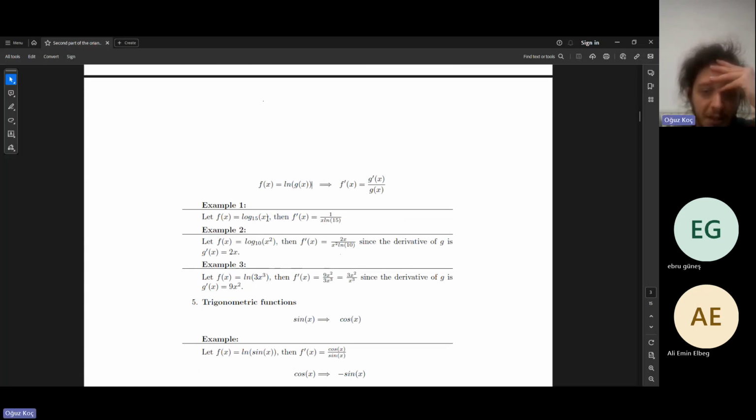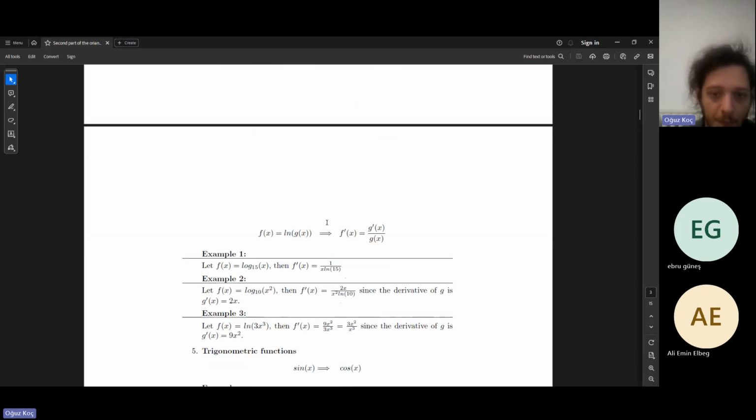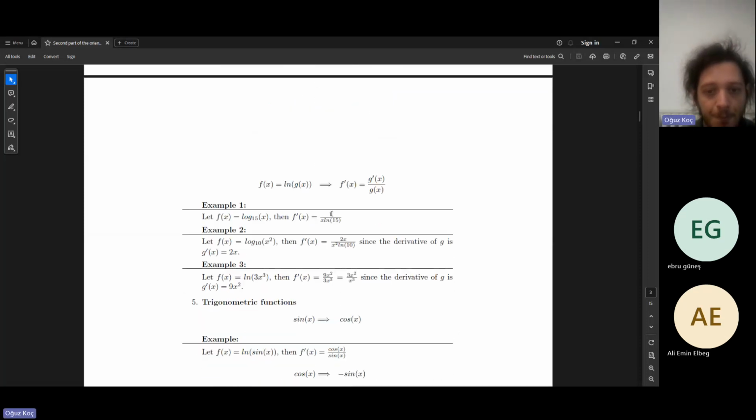We have a logarithmic function here, and the function inside is x, and the base is 15. If you take the derivative of it, as we see here, it's the derivative of the inside of the logarithm function divided by itself, and then we multiply by ln of the base of the logarithm. The derivative of x is just 1. It's divided by the function itself times ln of the base of the logarithm.